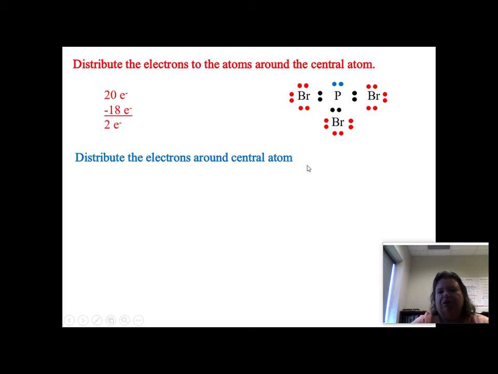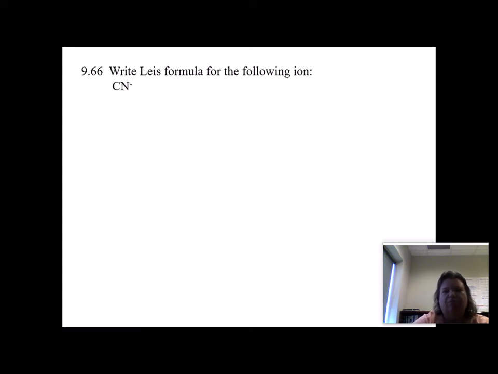I did the first one with dots. Okay, so we go on to problem 9.66, which is draw the... well, I copied and pasted the question. I misspelled Lewis again. Formula for the following. Now this one is an ion instead of a molecule. Okay, it's the cyanide ion actually.